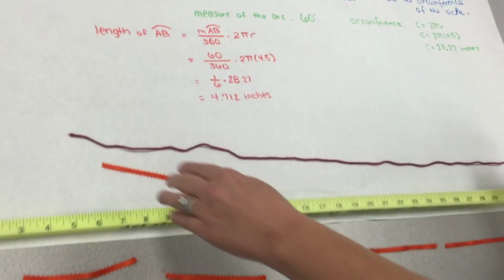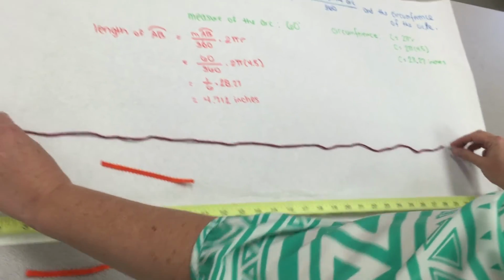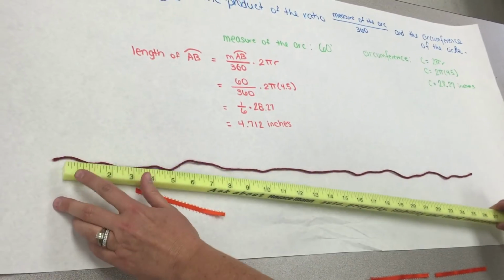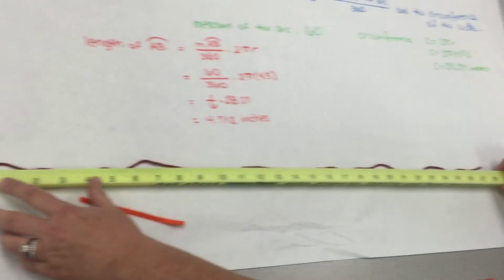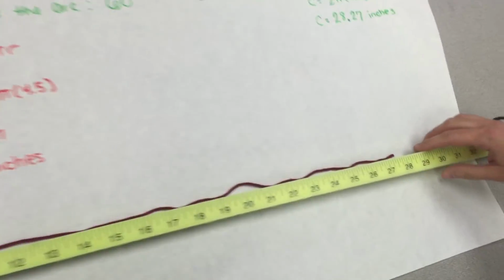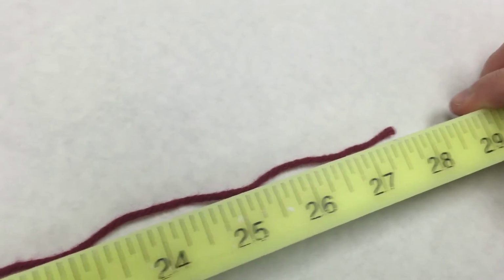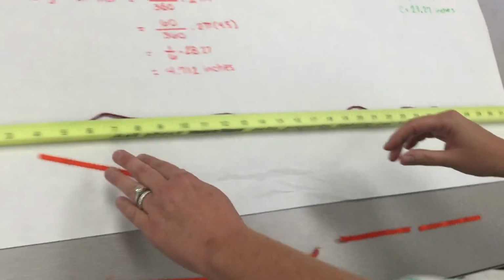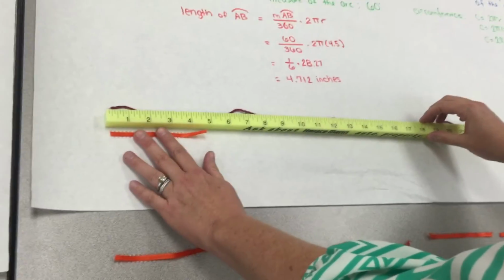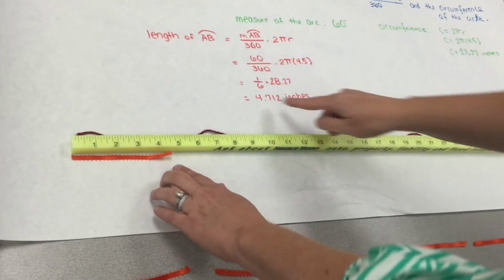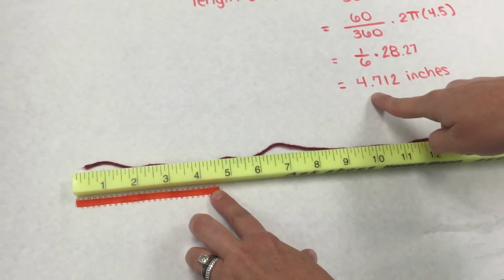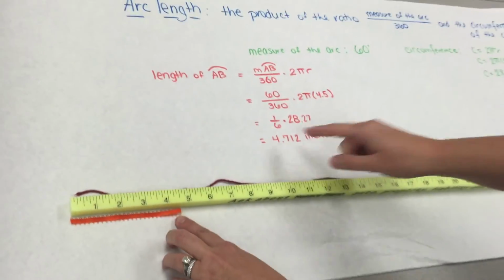So let's see how that compared. We knew our maroon ribbon represented the circumference. So when I measure that, it should be approximately 28.27. So take a look, 28.27. If we take a look at our ribbon, we know that our ribbon is a little shy of 5 inches, so 4.712 inches.